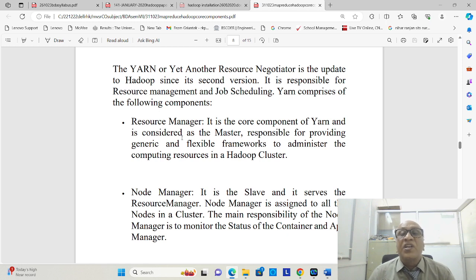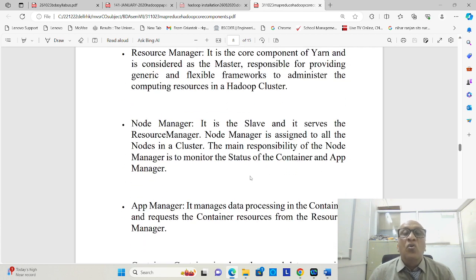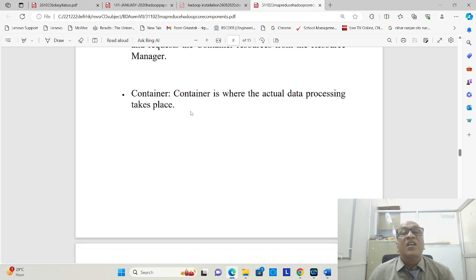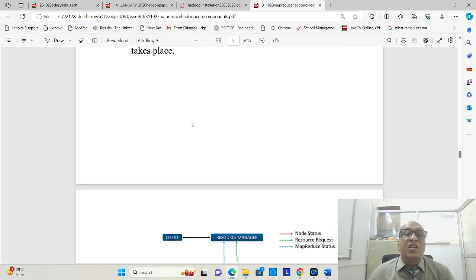What does a resource manager do? It administers the computing resources in a Hadoop cluster. What does a node manager do? The node manager serves the resource manager. The node manager is assigned to the nodes in the cluster. The node manager monitors the status of the container and the app manager. The app manager manages the data processing in the container, and it requests the container resources from the resource manager. The container is the place where the actual data processing takes place.